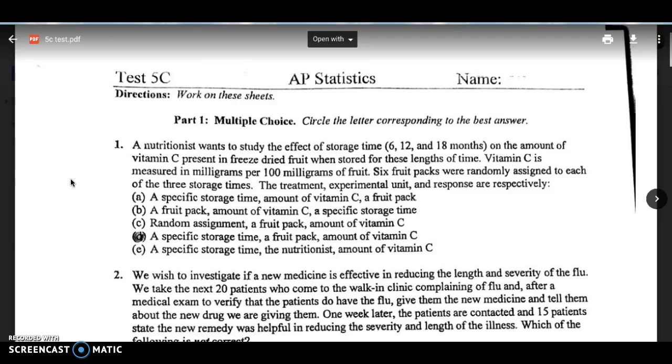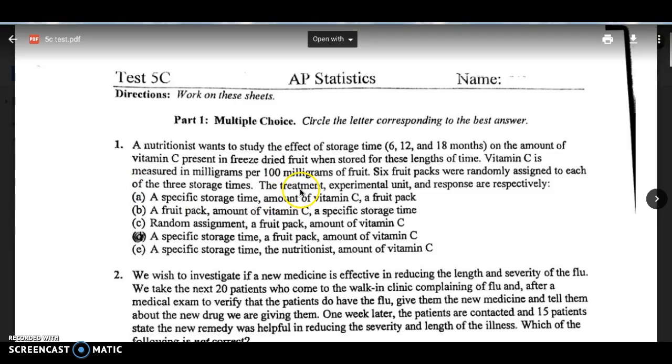months on the amount of vitamin C present in freeze-dried fruit when stored for these lengths of time. Vitamin C is measured in milligrams per 100 milligrams of fruit. 6 fruit packs were randomly assigned to each of the 3 storage times. The treatment, experimental unit, and response are respectively.